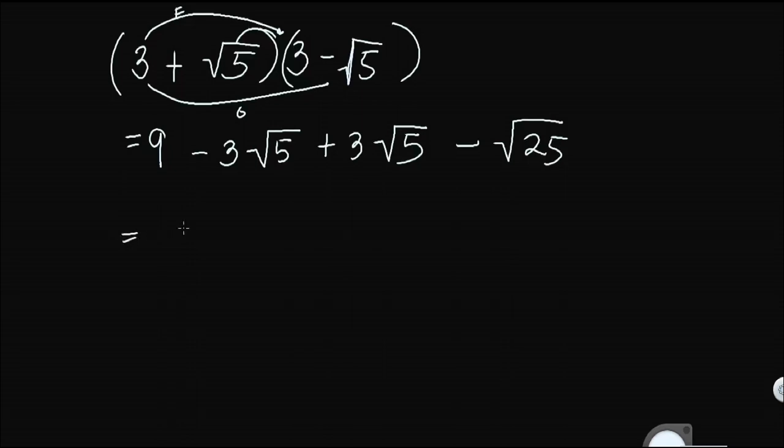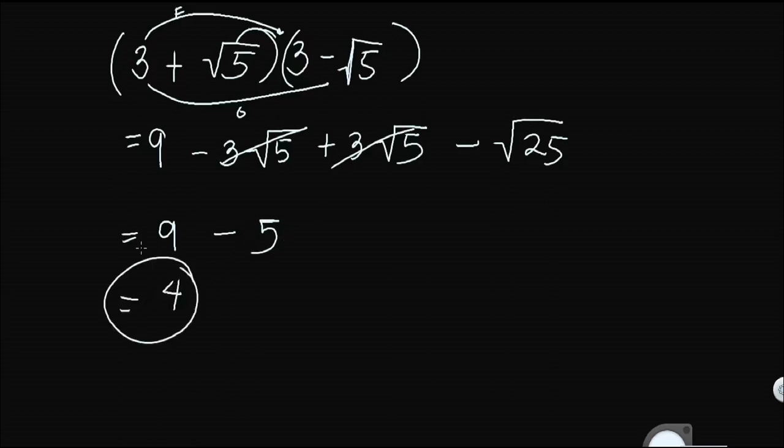Now, as we go on, we can cancel the middle number. Okay. Kasi same lang naman yan. It will add up to 0. 9 minus square root of 25, that is 5. And then we simplify. 9 minus 5, that is 4. Okay.